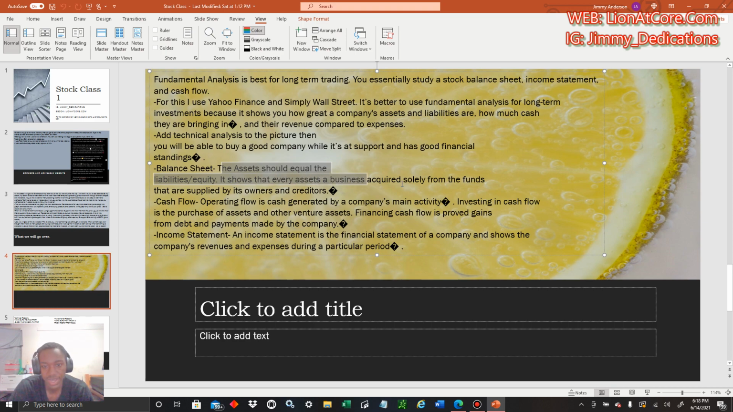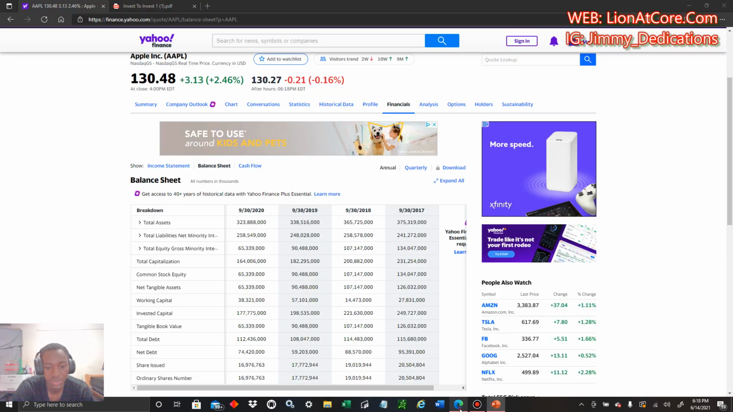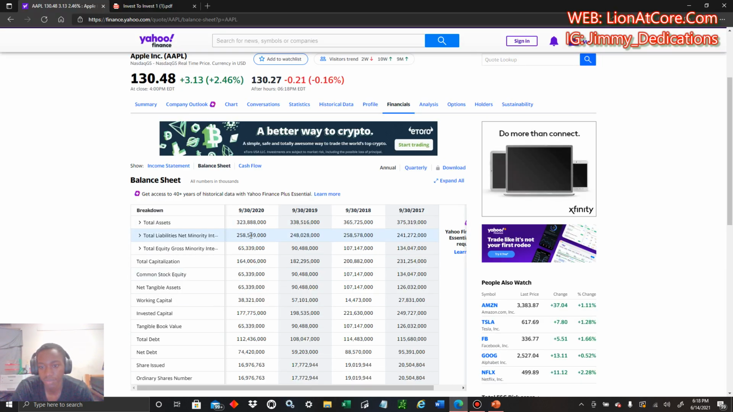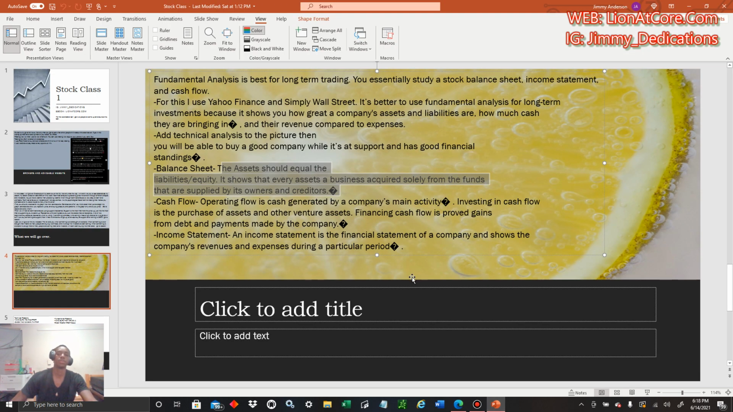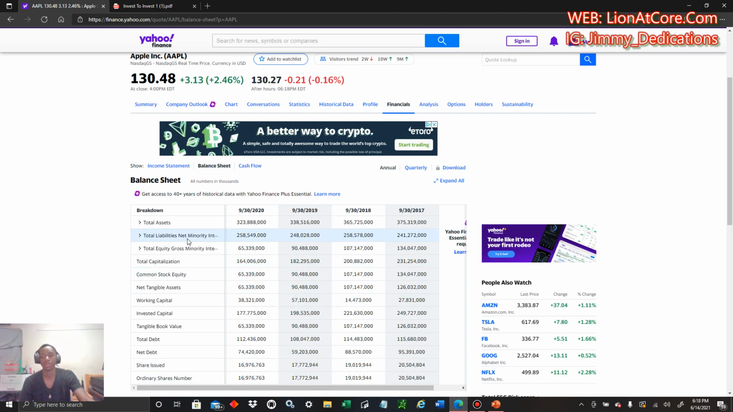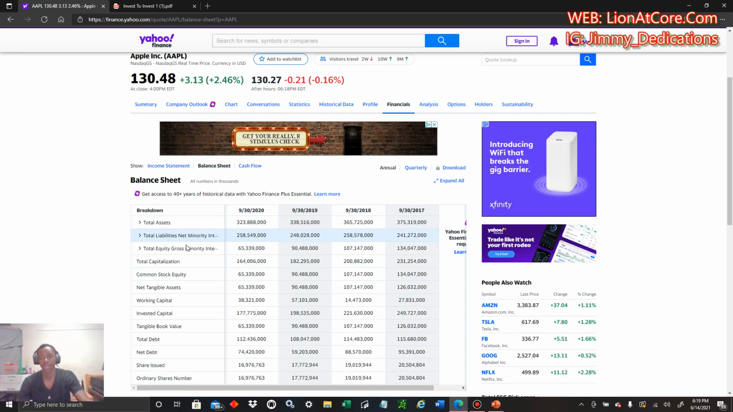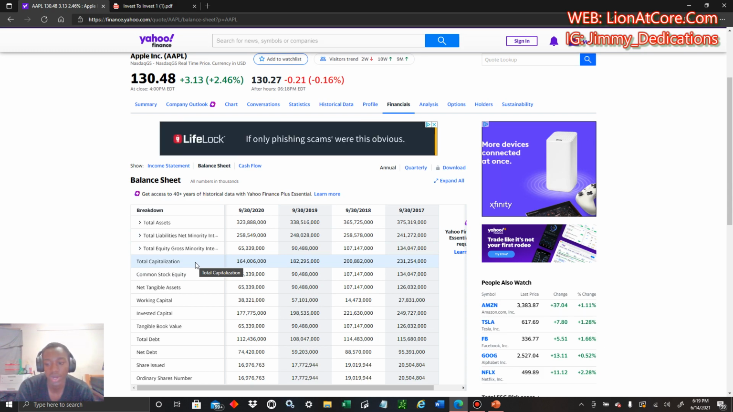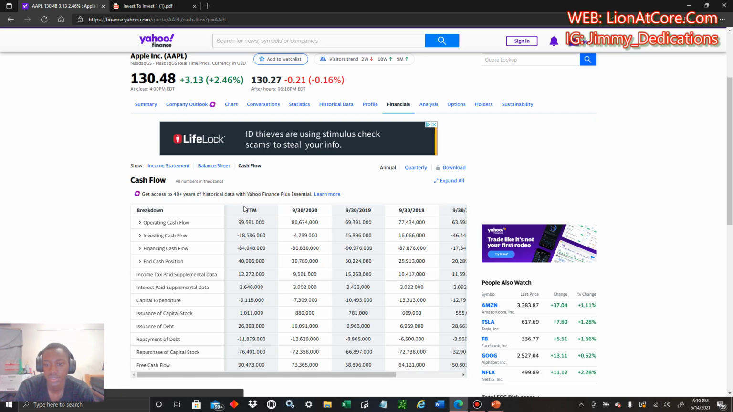It shows that every asset a business acquires is funded solely by the funds supplied by its owners and creditors, which shows that Apple is solely funded by its owners and creditors. Yeah, because their assets match the liabilities and equity. That's their total capitalization. If you want to learn more about market caps and how to measure a stock by market cap, there's an ebook for it.